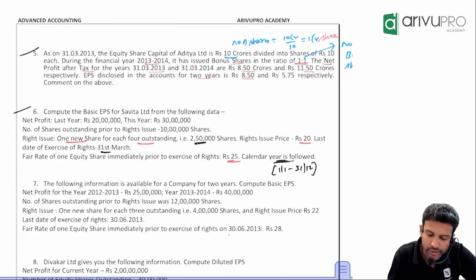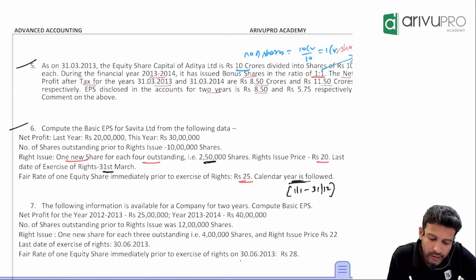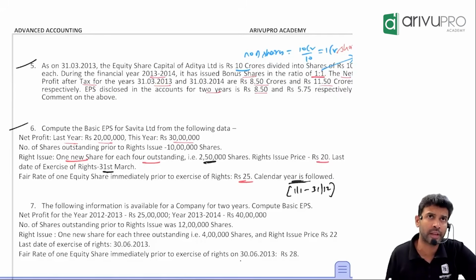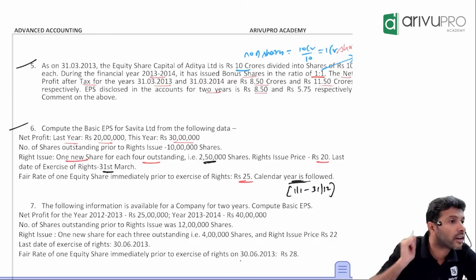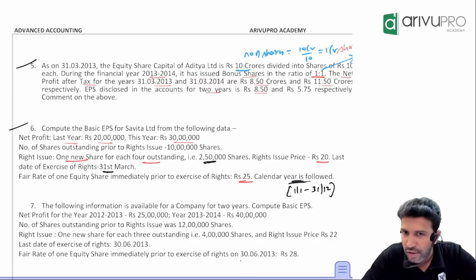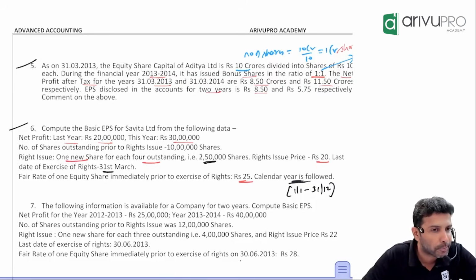Compute basic EPS for Savita from the following data. Net profit for last year is 20 lakh. This year is 30 lakh. So why have they given for last year, sir? Whenever there is bonus, you have to restate last year's EPS. So hence they have given you last year's data. First, let's do it for the current year. Then let's worry about the previous year.